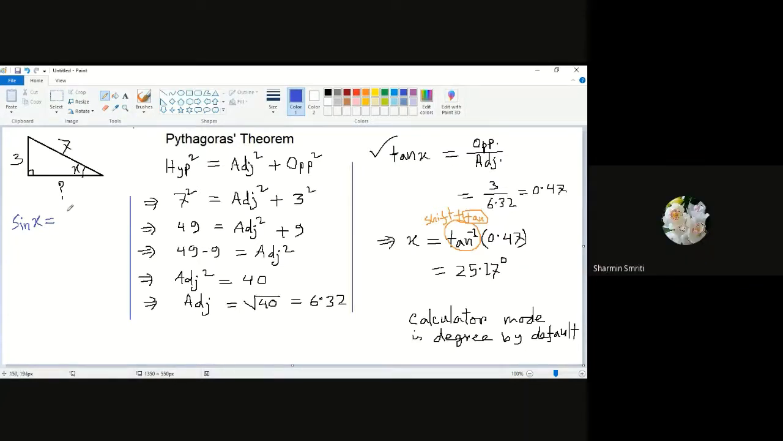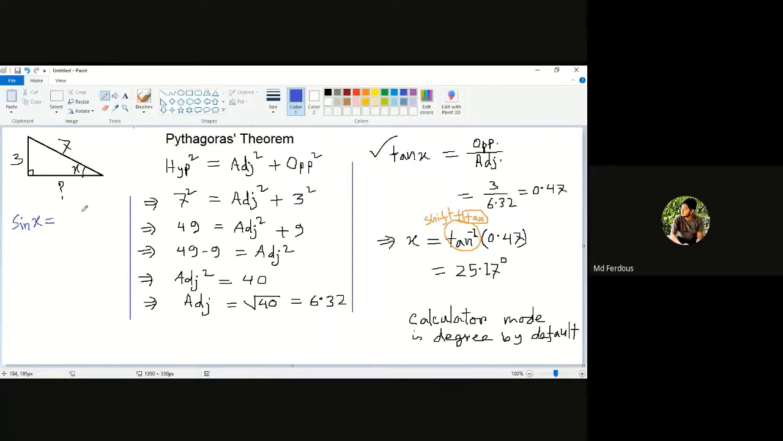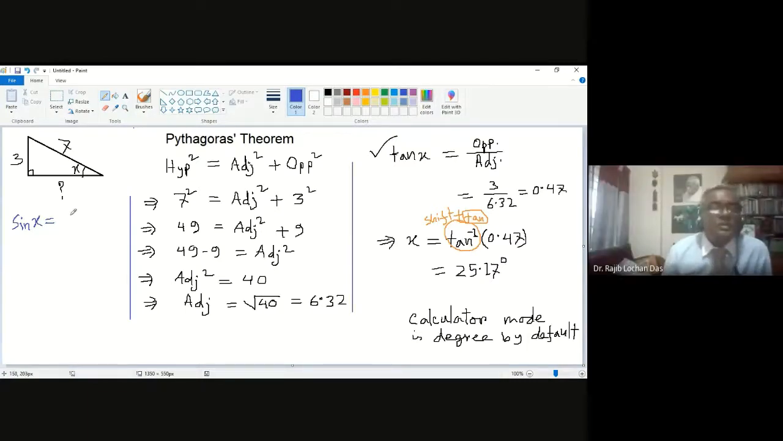Sir, 6.32 divided by 7. So is this correct? No, sir. 3 by 7. It is 0.42. 3 by 7 is the correct answer for sin x.